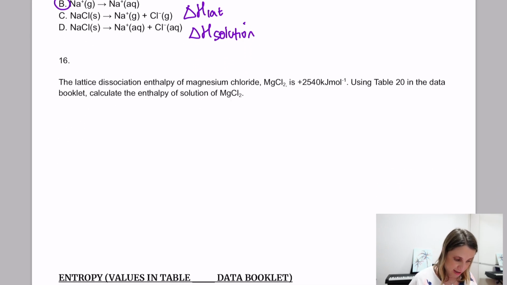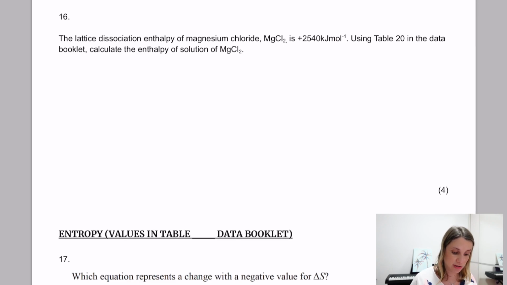This question here is a longer answer, like a paper 2 style question for this content. I couldn't find one that was really suitable in my past paper questions, so actually just found this one online and kind of tweaked it a bit, so this one is a bit weird. The lattice dissociation enthalpy of magnesium chloride is 1240 kilojoules per mole. Using table 20 in the data booklet, calculate the enthalpy of solution of magnesium chloride.